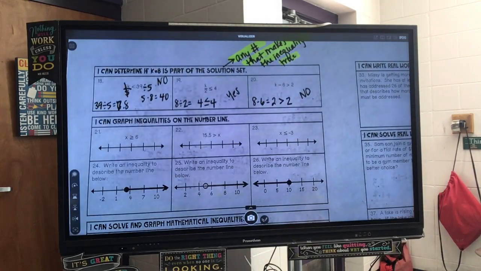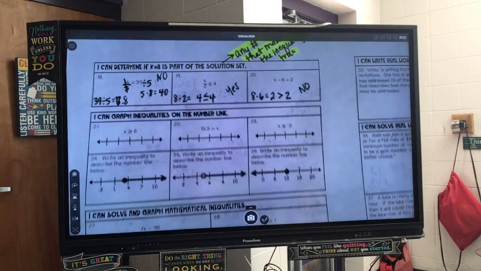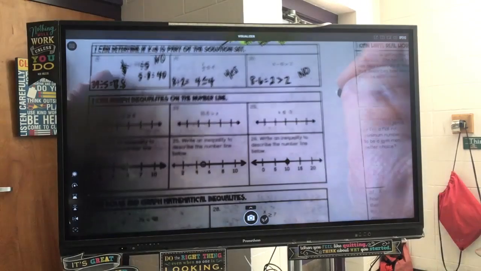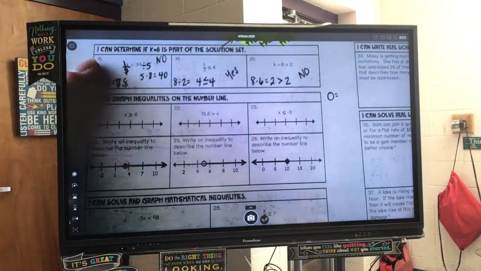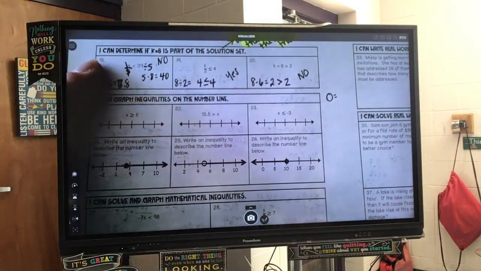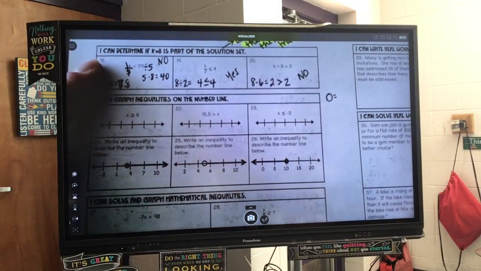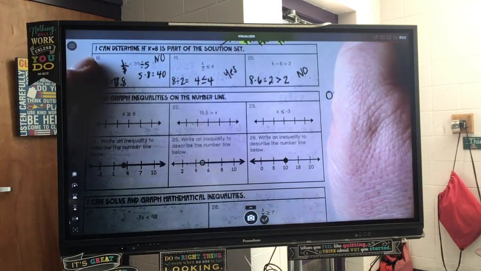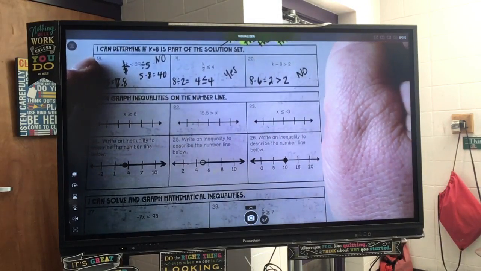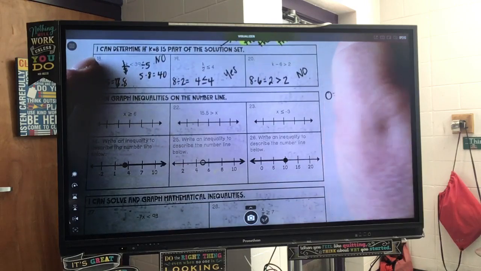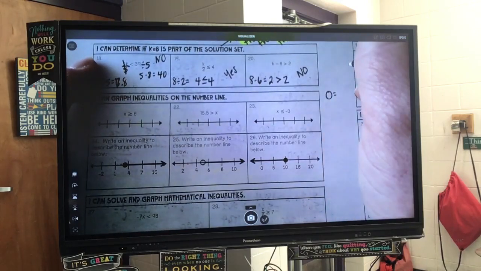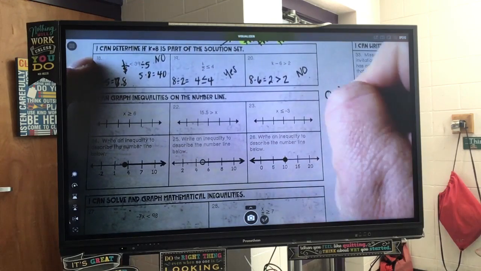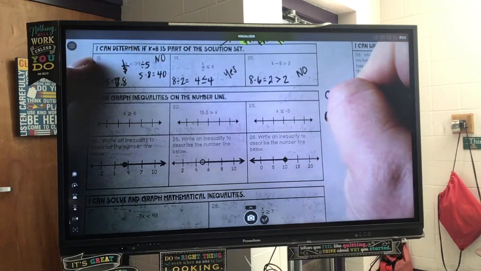Alright, graphing inequalities. Open and closed circles. How many of you guys remember? Oh Lord. Open circle goes with what 2 symbols? Leo. Which 2 symbols? So greater than, less than. Alright? Closed circle goes with what, Leo?